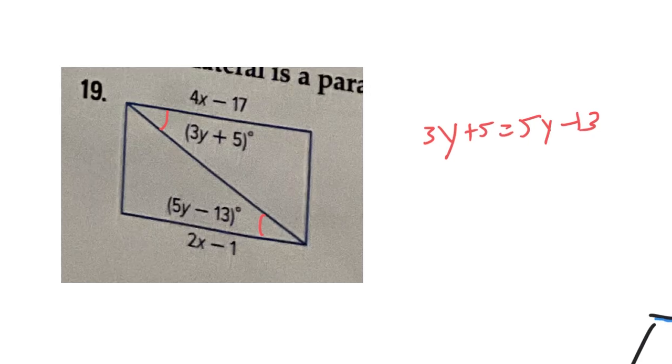I'm going to subtract 3y from both sides. That gives me a 2y over there. I'm going to add 13 to both sides. That would give me an 18. We're going to divide both sides by 2. That's going to give me a 9.